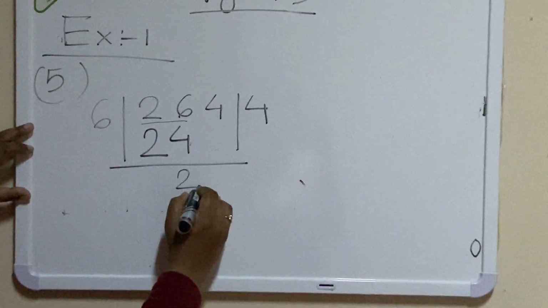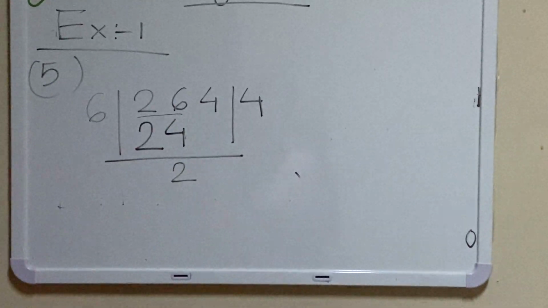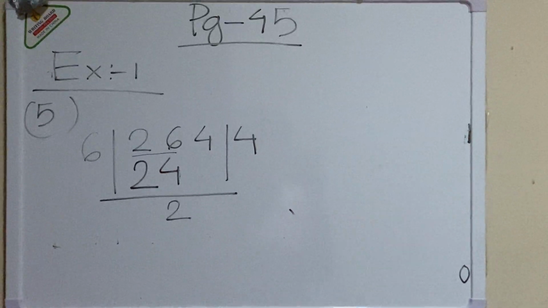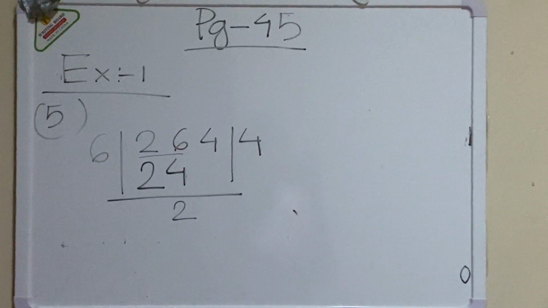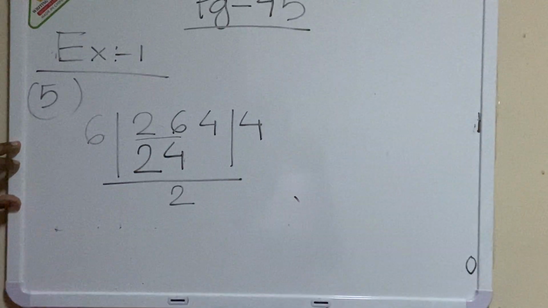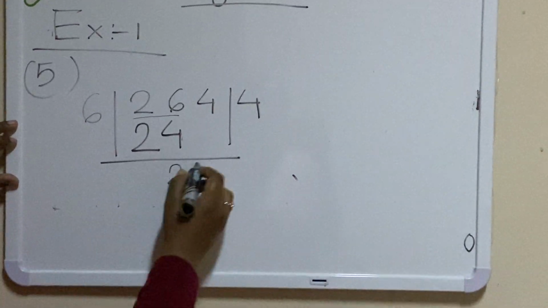6 minus 4 is 2. 2 minus 2 is 0. The 0 on the left side is valueless, so I am not writing that one. It becomes confusing to do the further division. Now I will take this 4 down because 2 cannot be divided by 6.